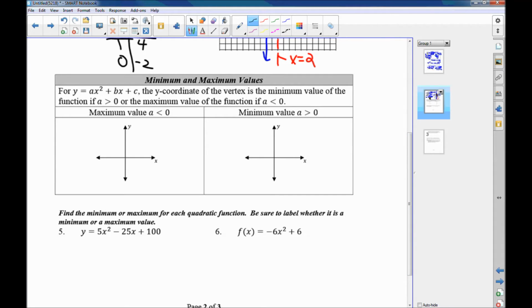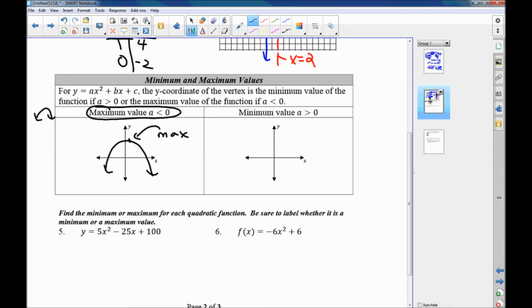For y equals ax squared plus bx plus c, the y coordinate of the vertex is the minimum value of the function if a is greater than 0, or the maximum value of the function if a is less than 0. So let's see why. Sorry, maximum value if a is less than 0. That means our parabola is going to open downward. So we can draw an opening downward parabola, and it makes sense that the max would be the top of this, because it never goes above that point.